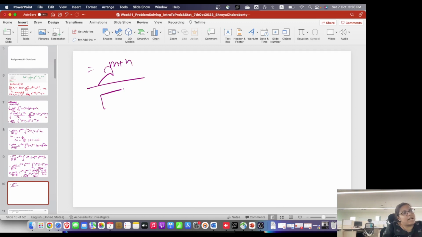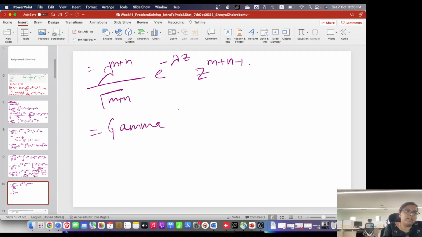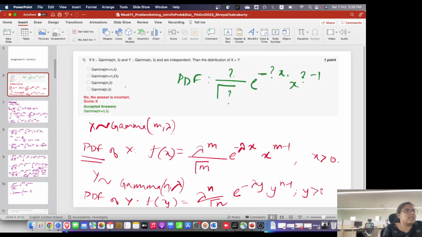m plus n by gamma m plus n, e to the power minus lambda z, to the power m plus n minus 1. So which is the PDF of a gamma m plus n, lambda. Alright, so the answer would be gamma m plus gamma n. If they are independent, then this would be gamma m plus n, lambda. Alright, this was one way out to solve this question.